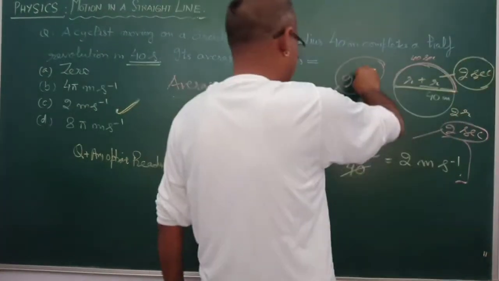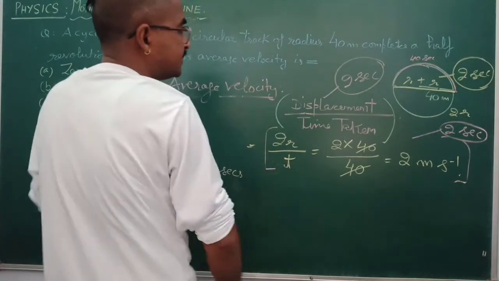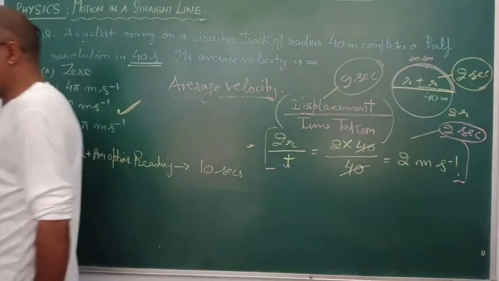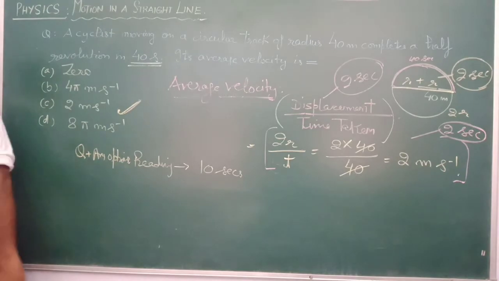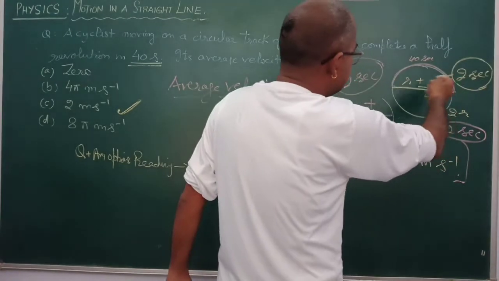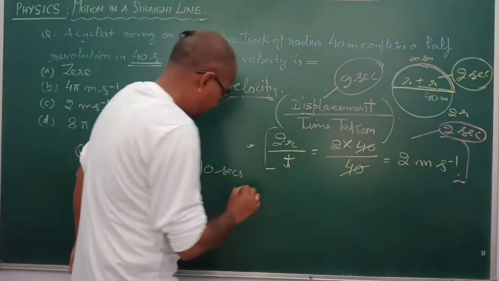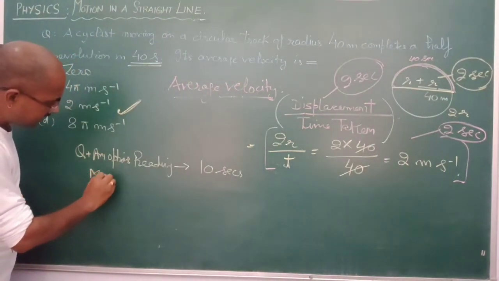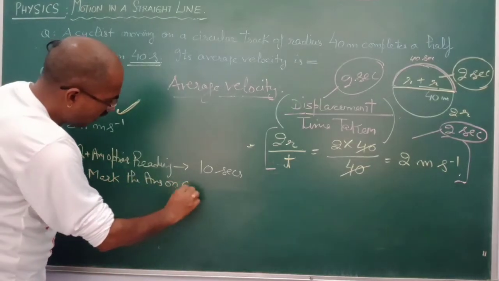2, 2, 2. और कितना हो गया? 16. 2, 2, 2 and 10 seconds, 16 seconds. And then, or you can say, if you know this or this, ultimately to mark the answer on OMR sheet.